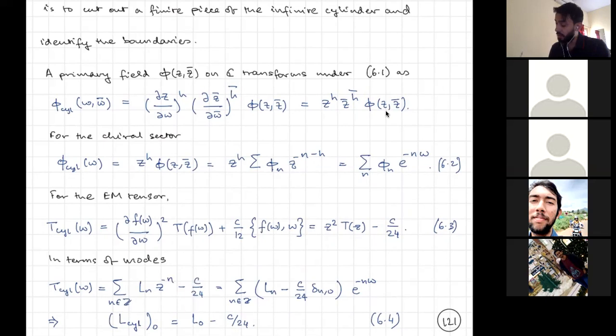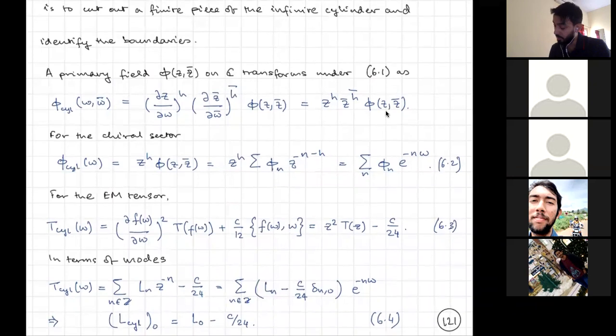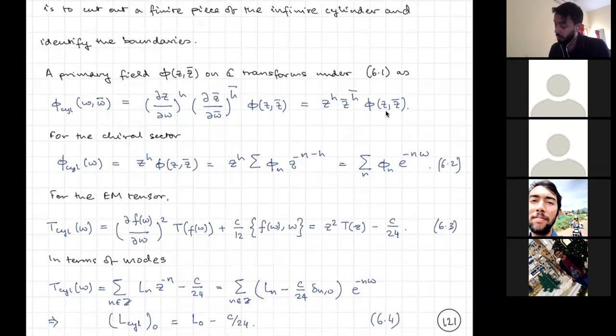Now if you expand it in modes, it is going to have this Ln piece, but there is going to be a delta n0 piece. So all the Ln's are fine, except for L0, which has a shift. So from the cylinder to the plane, if you are looking at all the other Ln's, these are the same. But L0 is shifted by the central term.